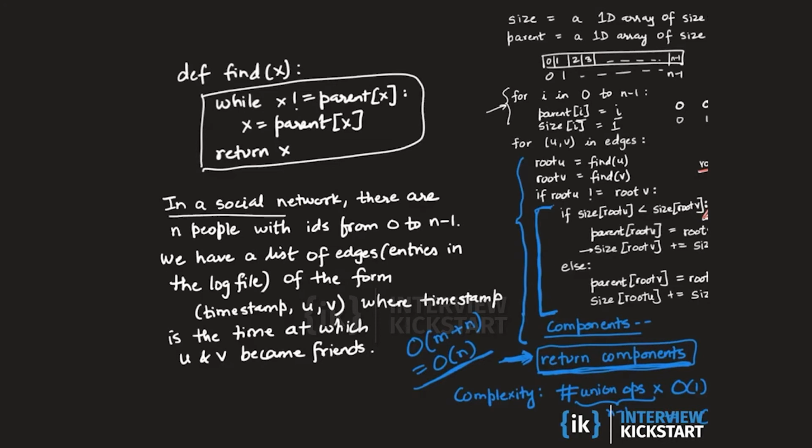Suppose you're told that there's a social network, something like Facebook, where there are n people whose IDs are given in this convenient range from 0 to n minus 1, and we have a list of entries in the log file which record the exact time point at which friendships formed, direct friendship relationships formed between pairs of people.